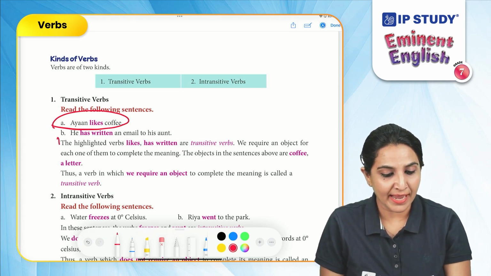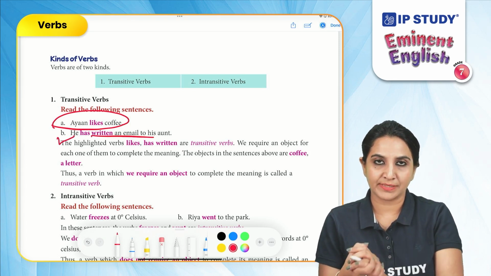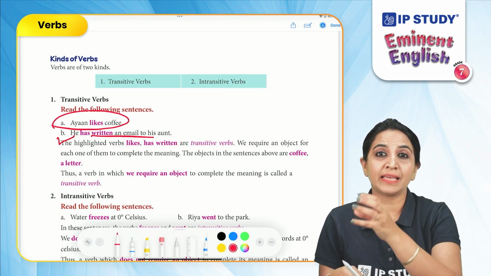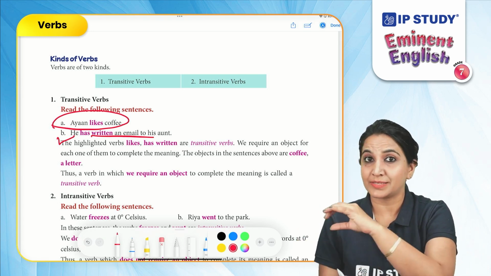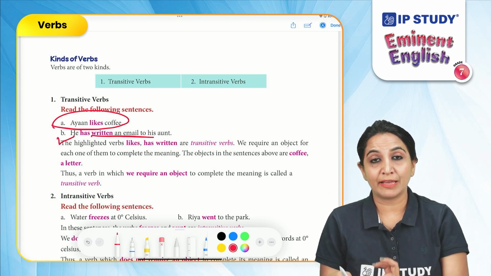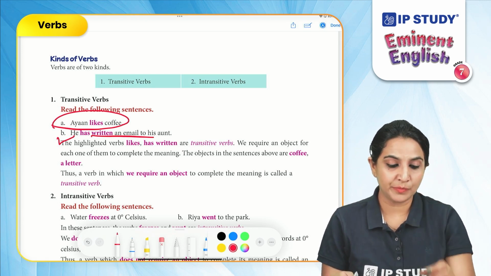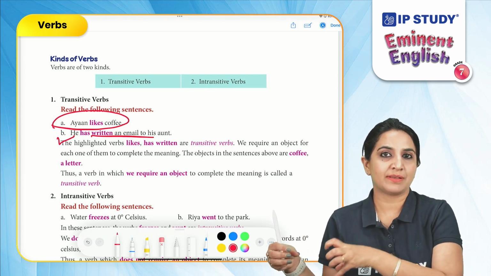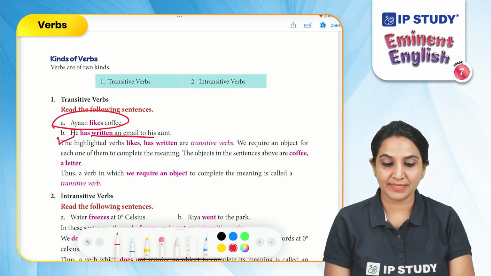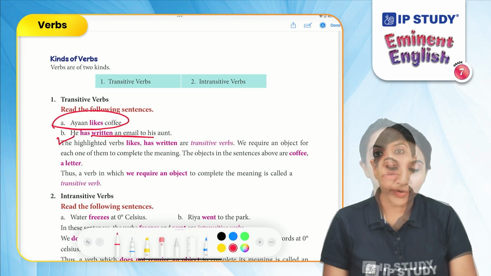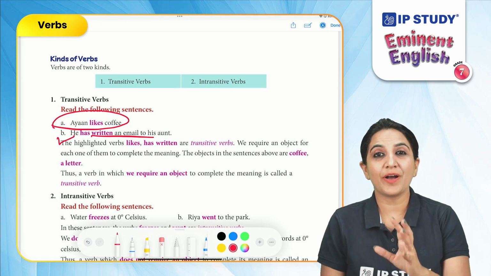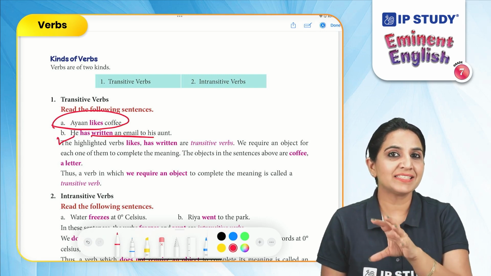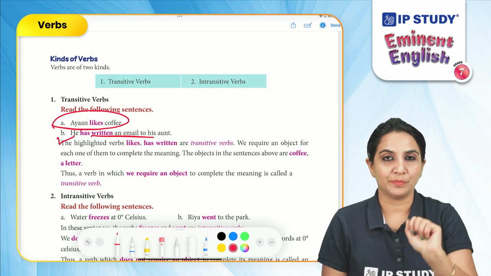Similarly, he has written an email to his aunt. Now, if the sentence were "he an email to his aunt," it is not making complete sense. Therefore, we have used the verb has written with an email to his aunt to complete the meaning of the sentence. Therefore, these verbs required an object to complete the meaning of the sentence, hence they are called transitive verbs.